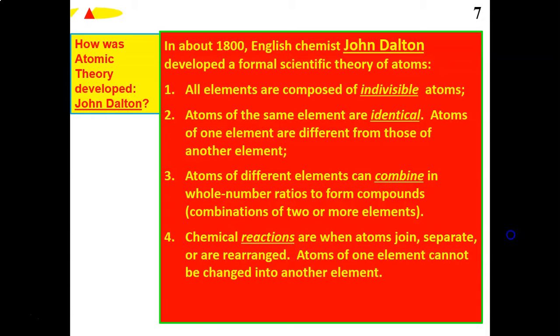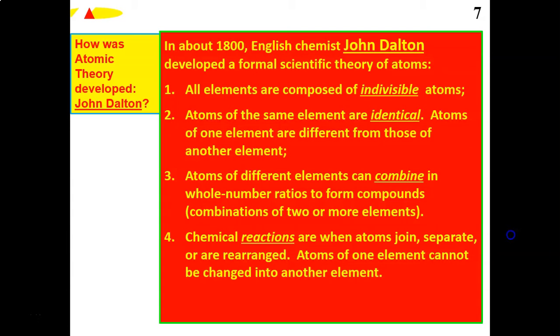For example, we all know that the chemical formula for water is H2O. There's no such thing as H1.5O or H1.7O. It has to be a whole number: 1, 2, 3, 4. So that is a correct statement. Atoms of different elements combine in whole number ratios.